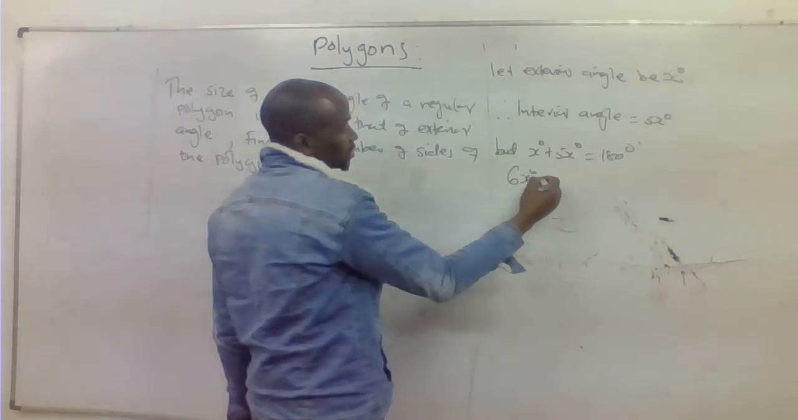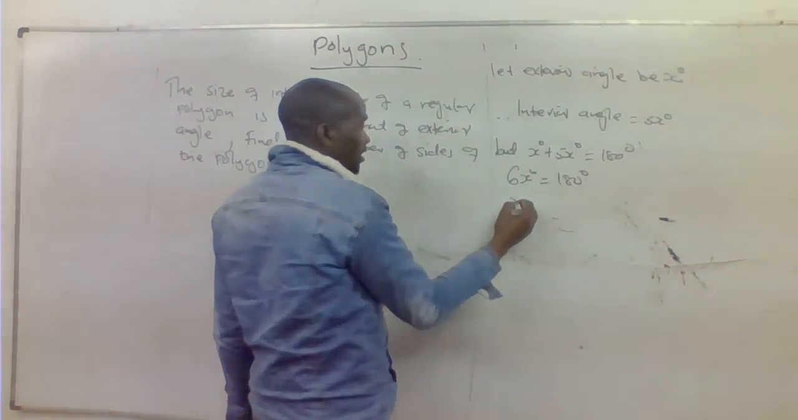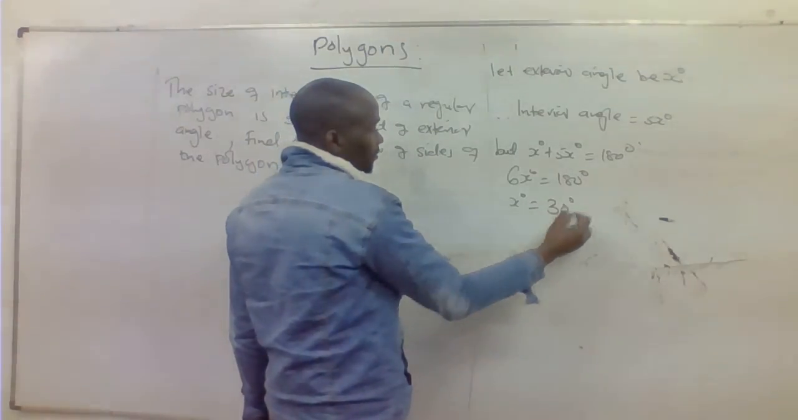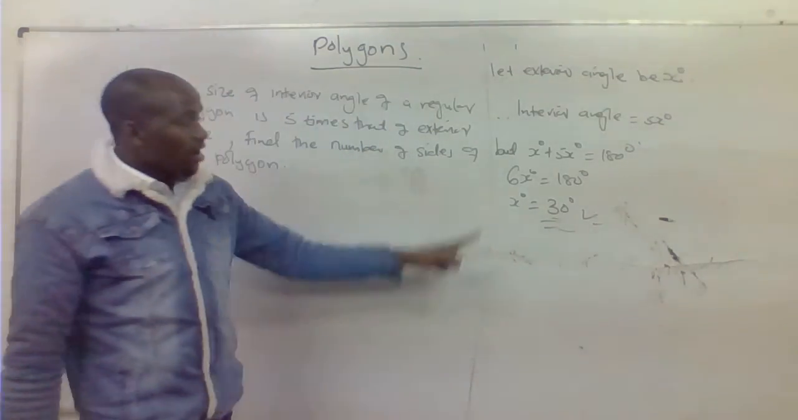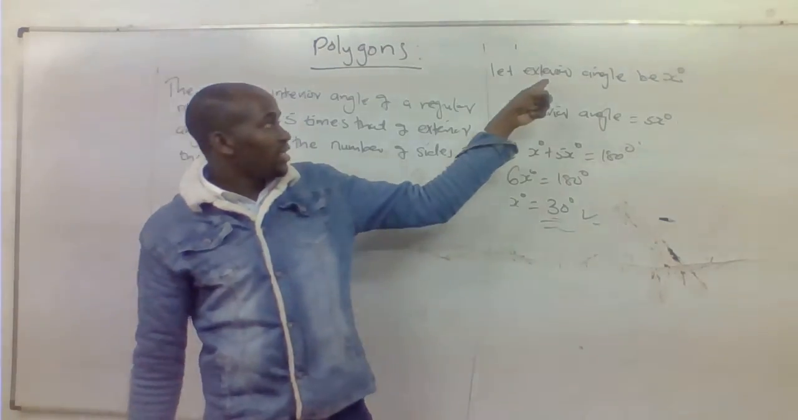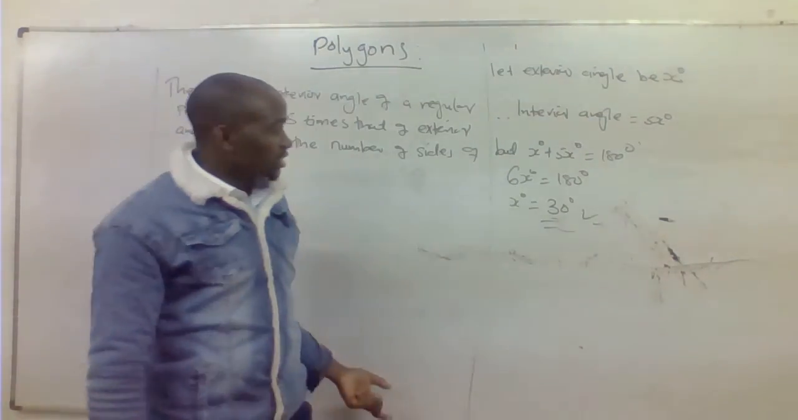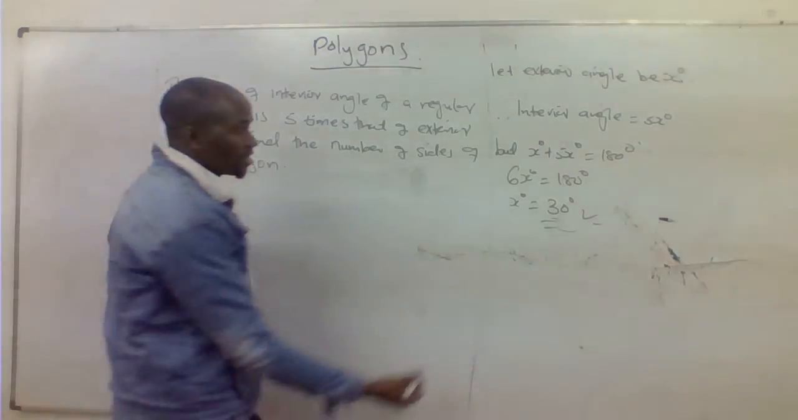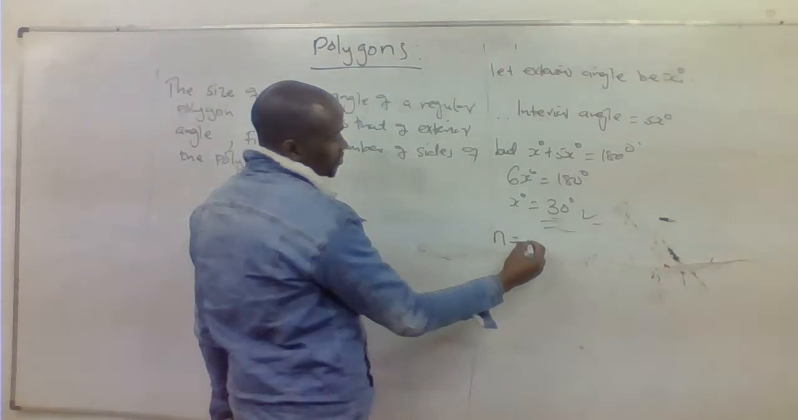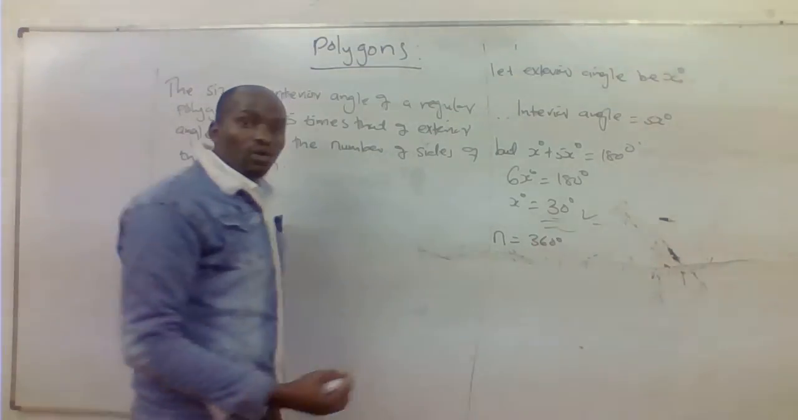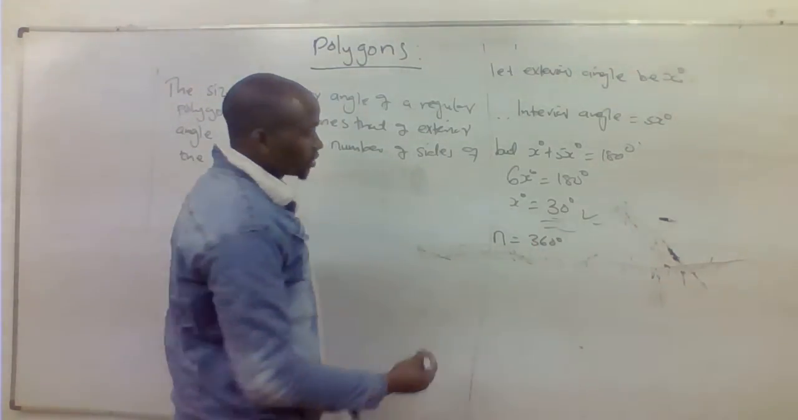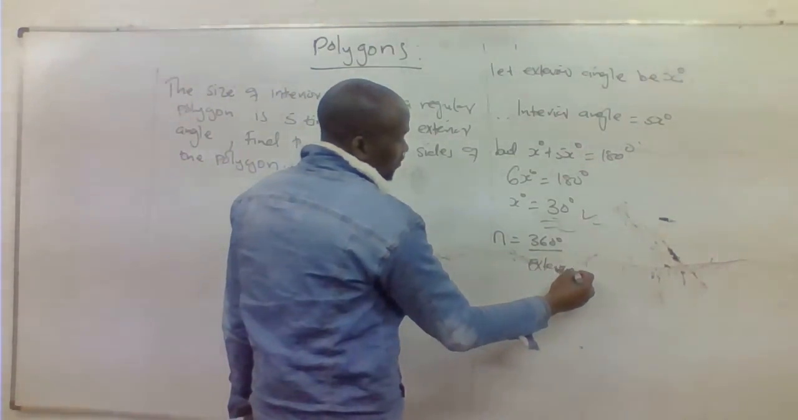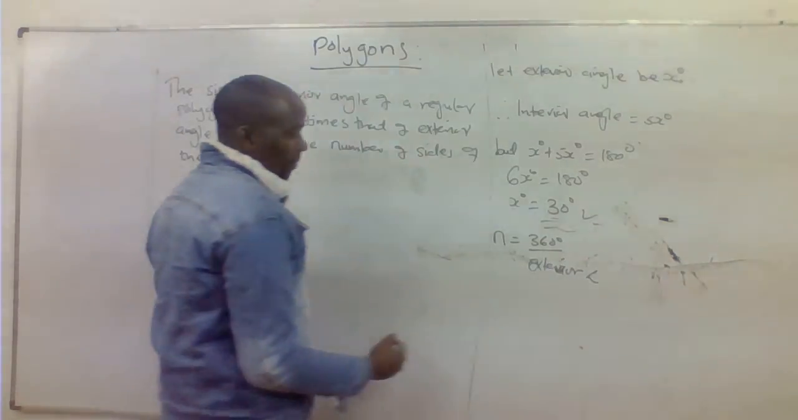So 6x degrees equals 180 degrees, and x degrees will be equal to 180 divided by 6. That gives you 30 degrees. Now x, we had said, is the exterior angle. So that means our exterior angle is 30 degrees. So now, to get the number of sides, how do we do this? The number of sides is given by 360 degrees, because the sum of exterior angles adds up to 360. Then we divide by one of the exterior angles, if the polygon is regular.